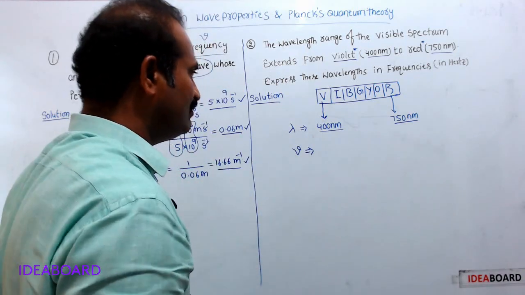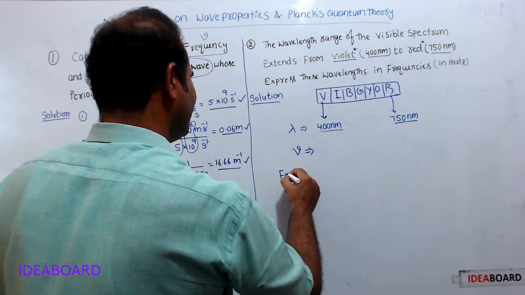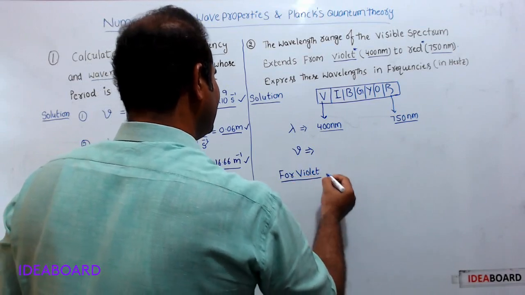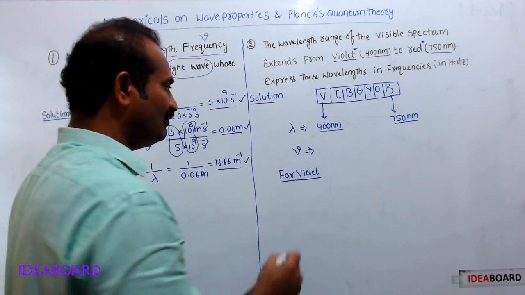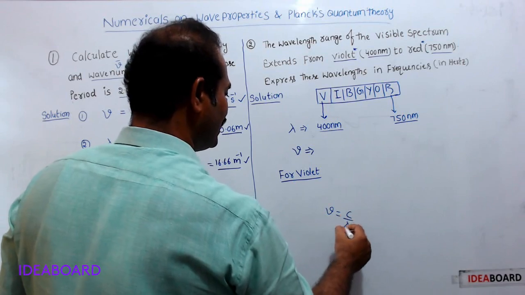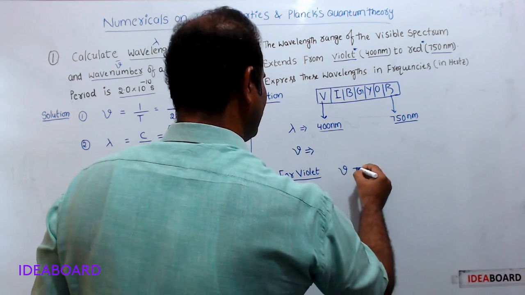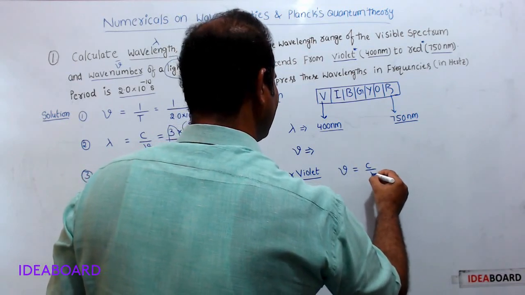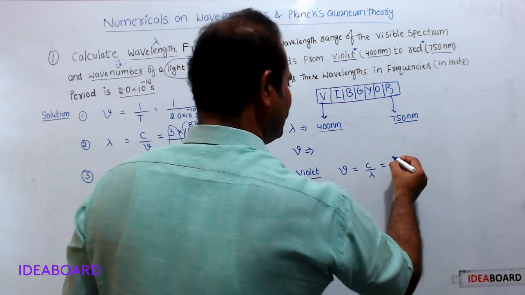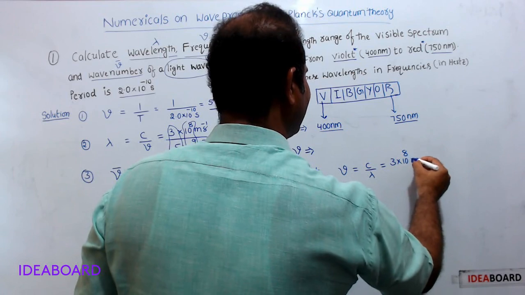This is the question. Now consider violet first. For violet light, first we need to find nu. We know the relation between nu and lambda: nu is equal to C by lambda. So use this formula. For violet color the lambda value is given, and the standard value of C is 3 into 10 power 8 meter per second.